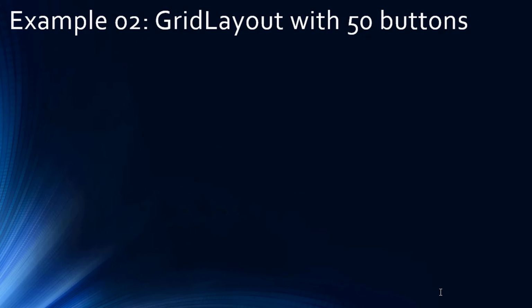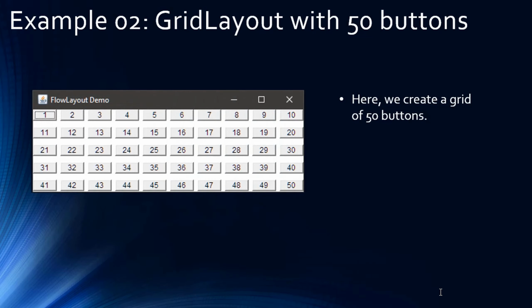So this time we will load our frame window with 50 buttons, and let us see how the Grid Layout Manager of java.awt is managing it. Here we create a grid of 50 buttons, and it will look like this. You can also notice the gap between each button. So for example, let us take the buttons 24 and 25. There will be a gap between these buttons 24 and 25.